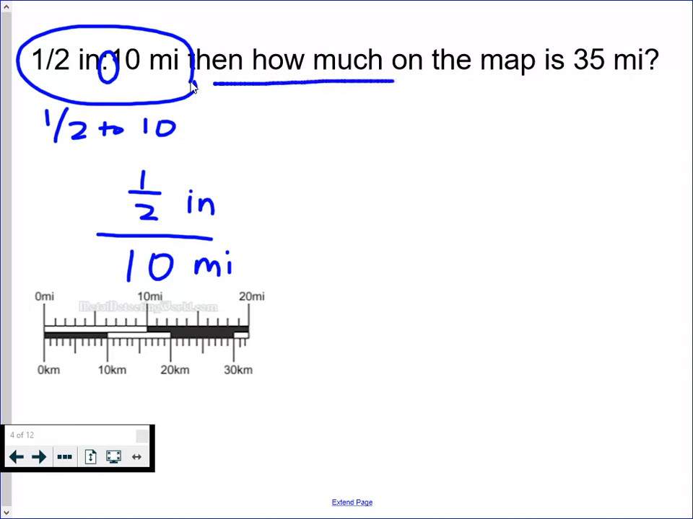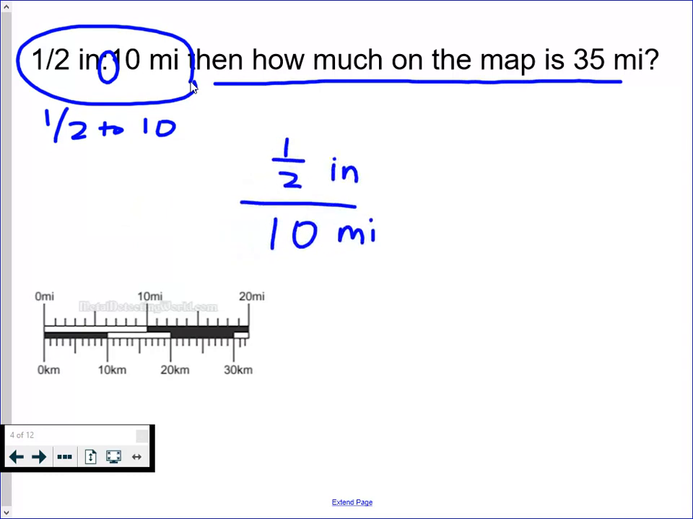So then, how much on the map is 35 miles? If we back up two days, our labels have to be the same. So I had to put 35 on the bottom with miles. How much on the map? A lot of times, if you don't know, that's a good spot for a variable. You can pick an A if your name is Abby, whatever you want.